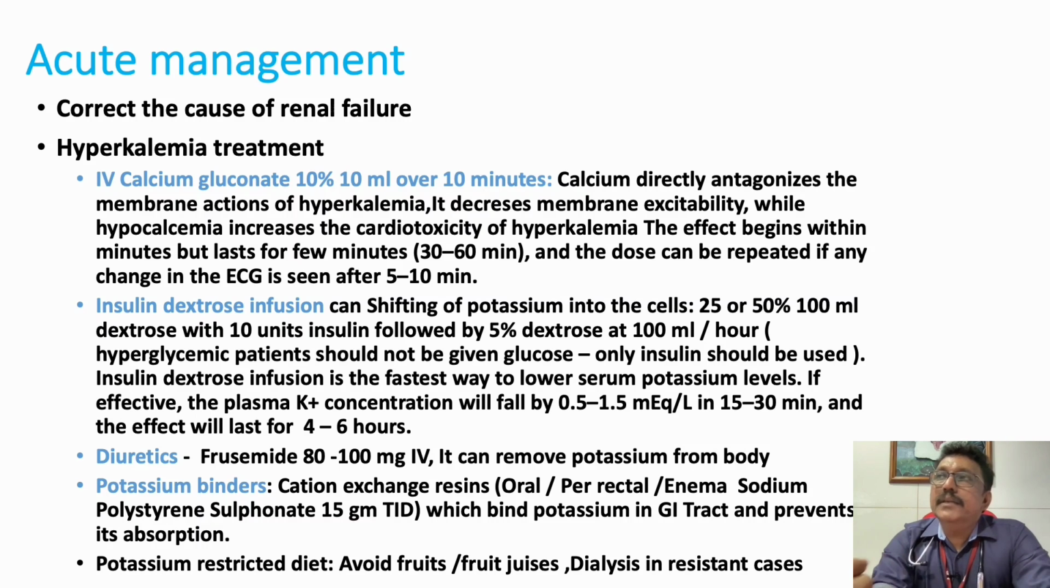So all the three things will decrease the potassium, whether it is only insulin or only dextrose or insulin dextrose infusion. All can shift the potassium. So that can be tried if the potassium is high with suspected ECG changes, and the action starts very fast, 15 to 30 minutes, and it lasts only for 4 to 6 hours.